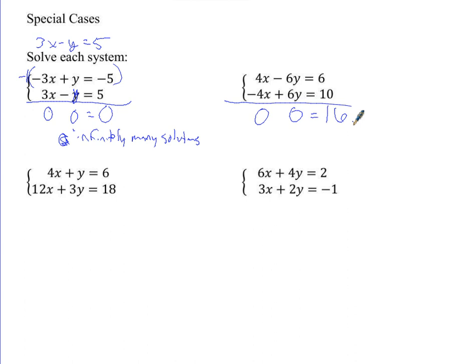The reason we got something weird like this is because if we were to put these equations in slope-intercept form, we'd wind up with the same slope but a different y-intercept. In other words, these two lines do not cross. They're parallel. In that case, there are no solutions. So you'll write no solution.